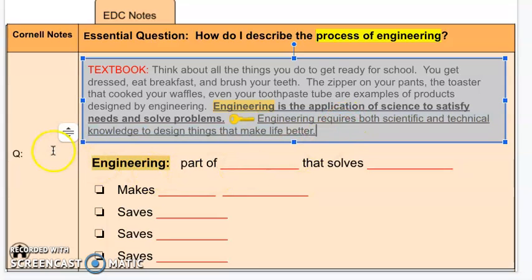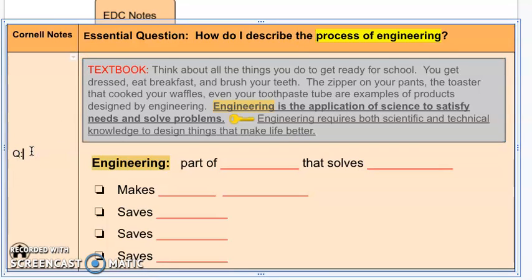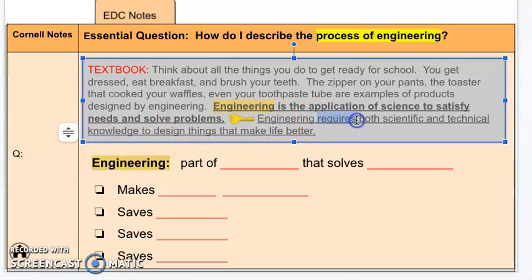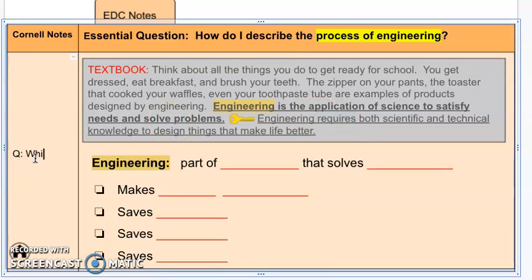So, our question simply could be, what is engineering? Or why do we have engineers? You can ask either one of those questions because the answer is right here. Or what does engineering require? You could say that too. I am just going to type, what is engineering? Okay? Make sure you have a question in there.